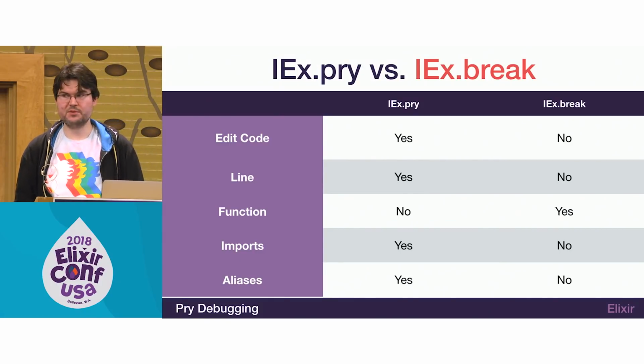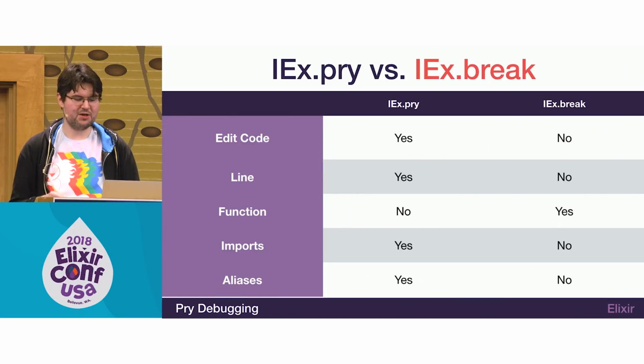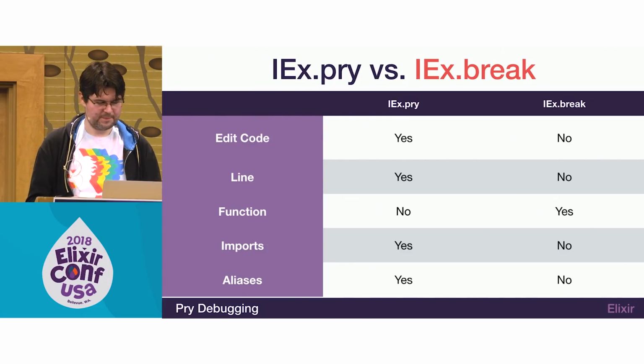So far, most of the examples have shown explicitly editing the code to add IEx.pry, which is obviously making the code you're debugging not the original code. But even using IEx.break, you're targeting functions by module name and arity, which means it matches all the clauses and not a specific line like when you're editing the code. IEx.break also doesn't get access to imports or aliases, while editing the code to add IEx.pry does. So what's going on? They're both creating breakpoints, but they're not exactly the same.